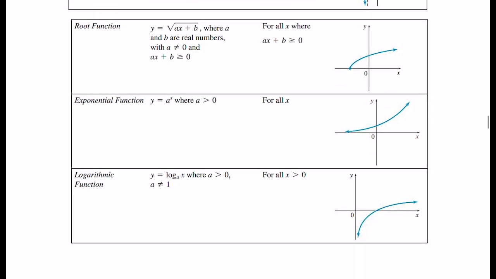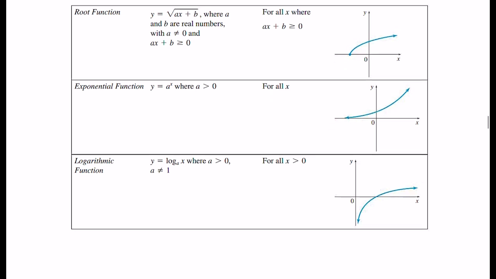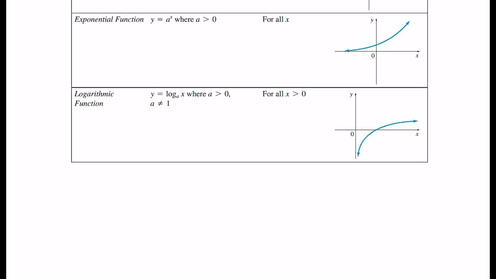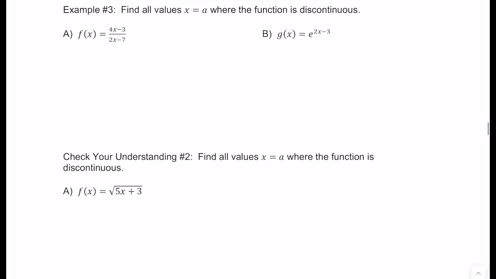For exponential equations, it's continuous for all x. For logarithmic equations, it's continuous for all x that are greater than 0, because remember the domain for log functions is all positive numbers. You can't take the log of 0 or negative numbers.